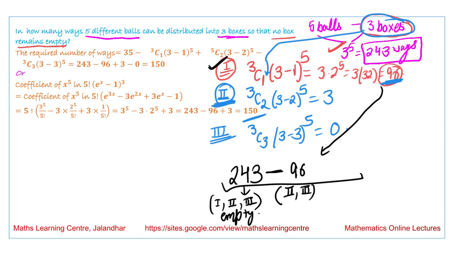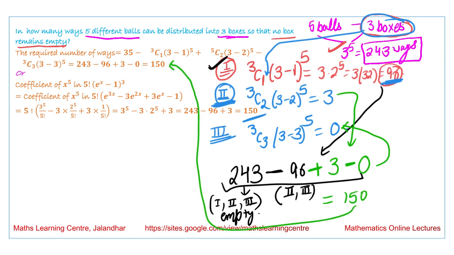It means that we have to add the number of terms in which we are saying these two boxes are empty. Then we have to subtract the number of terms in which we are saying 3 boxes are empty. On solving this, the final answer we obtain is equal to 150. So this is basically the formula we are applying here. It is 3 raised to the power 5 minus 3C1 times 3 minus 1 raised to the power 5, then plus 3C2 times 3 minus 2 raised to the power 5, and minus 3C3 times 3 minus 3 raised to the power 5, and the answer you will obtain is 150.